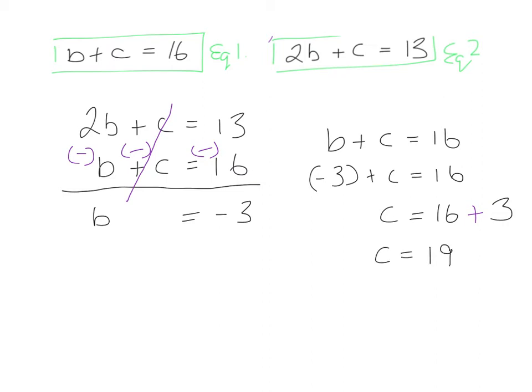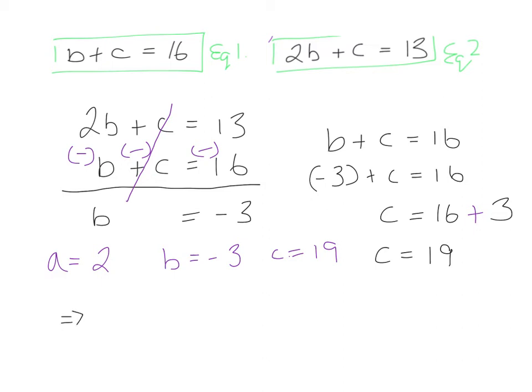And now what we say is, well, if a we know is 2, figured that out in the last one, b is minus 3 and c is 19, we can fill in our Tn formula.